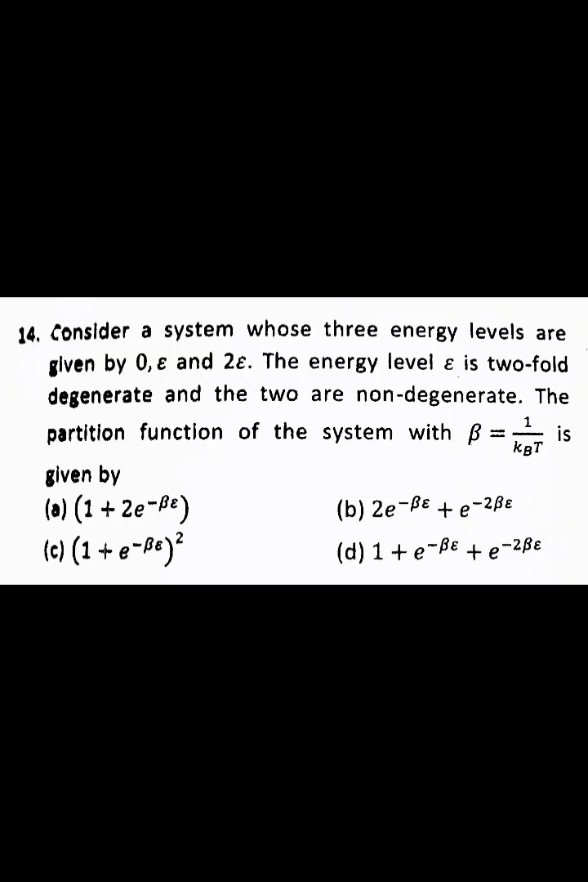Next question is, consider a system whose three energy levels are given by 0, E and 2E. The energy level E is twofold degenerate and the other two are non-degenerate. The partition function of the system with beta equal to 1 by kBT is given by dash. Here the three energy levels are 0, E and 2E. The energy state E has the degeneracy 2.